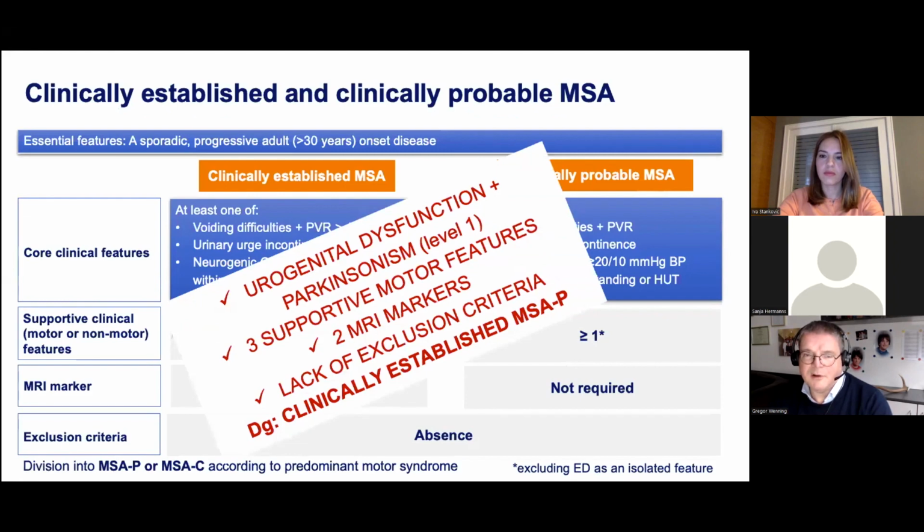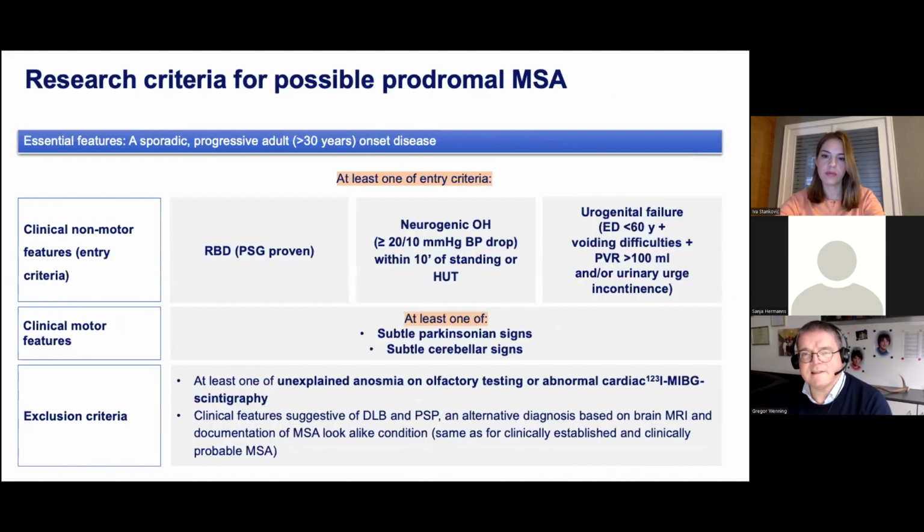So this is a summary of this case. Again, urogenital dysfunction plus Parkinsonism, 3 supportive motor features, 2 MRI markers, lack of exclusion criteria. So all of that indicates clinically established MSA-P. Next.